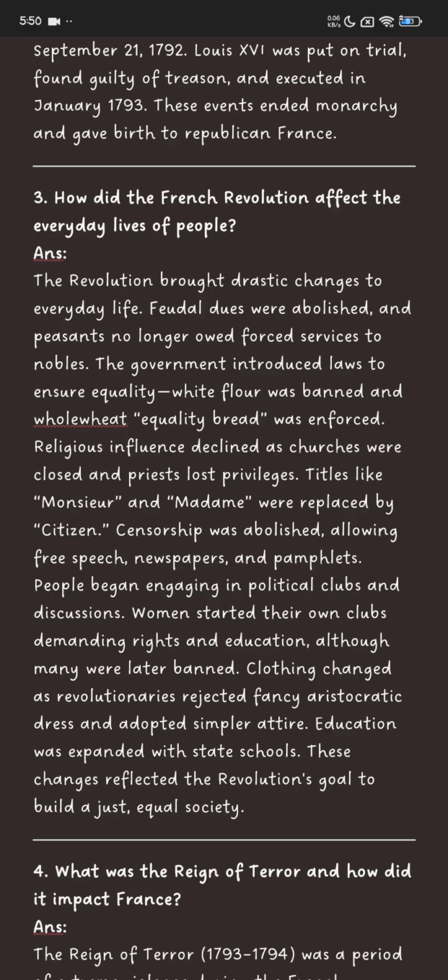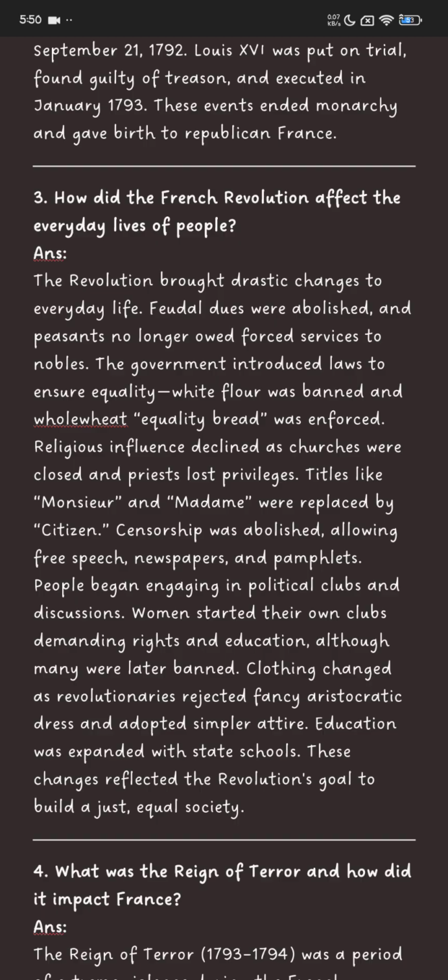White flour was banned, and whole wheat, that is, equality bread, was enforced. Religious influence declined as churches were closed and priests lost privileges. Titles like Monsieur and Madame were replaced by citoyen and citoyenne, which means citizen.